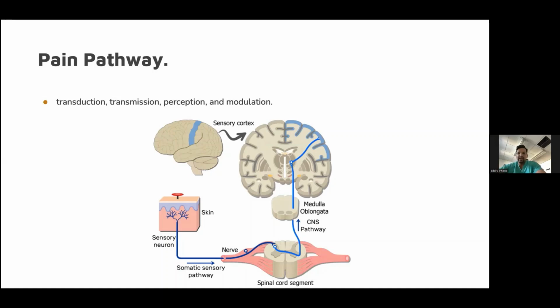The processes involved in this pain pathway are transduction at the level of receptors, transmission through the neuronal circuits and synapses, perception of the pain at higher neurological levels, and then pain modulation. In modulation, the perceived pain is modulated via our higher neuronal centers through neuromodulators like endorphins, etc. Okay, next slide, please.